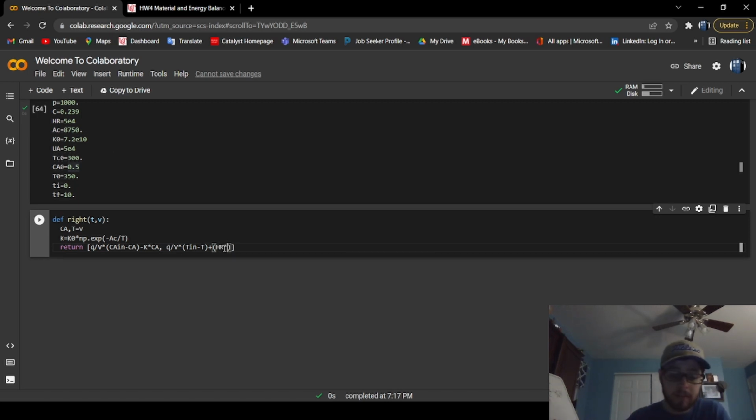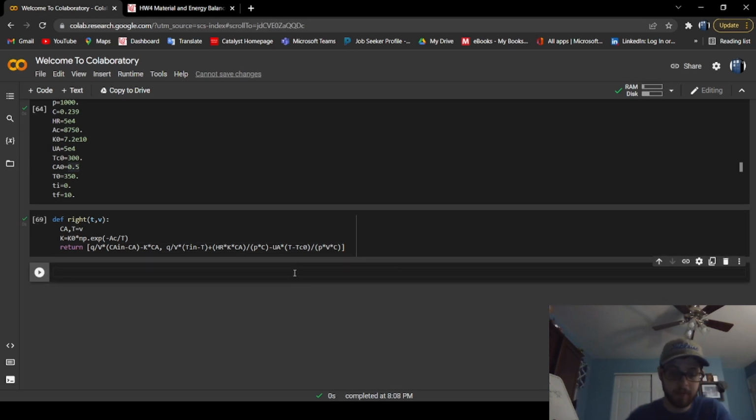So HR times K times concentration divided by, and this is another mistake I made last time, I did not divide by this initially, divided by our density, this is not a capital P, this is a rho, times heat capacity, minus UA times T minus TC naught divided by rho VC. Got that done.